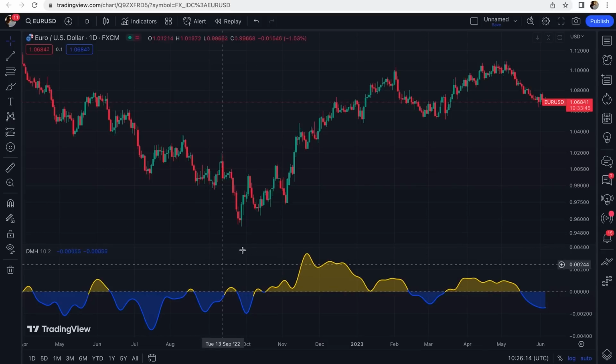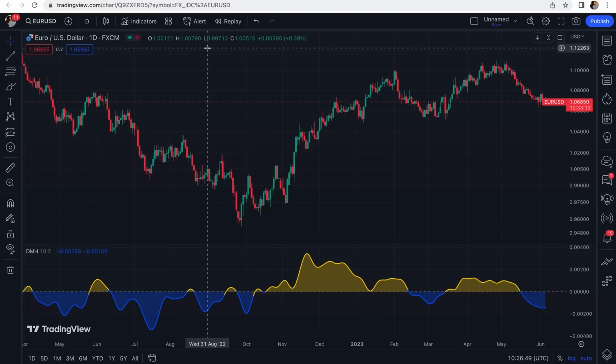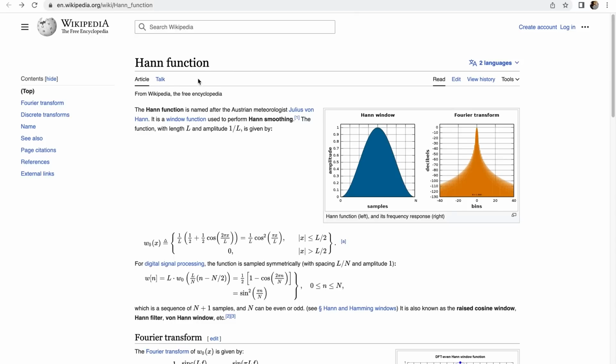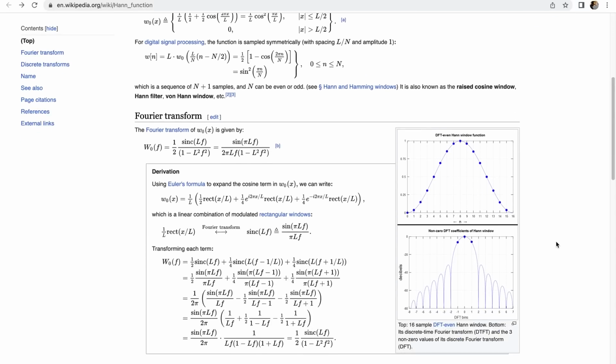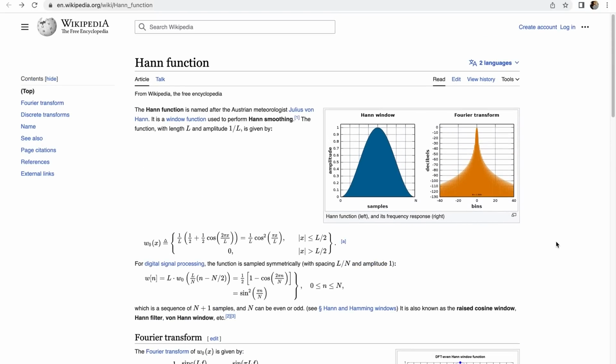Alright, this is the indicator, and as you can see, it's in the form of an oscillator that is moving above and below the center line, which is 0. This indicator was originally developed by John Ehlers, and it's built based on the Hann function. The Hann function is applied for signal processing using a fast Fourier transform, and by processing data using this function, more realistic results can be obtained.